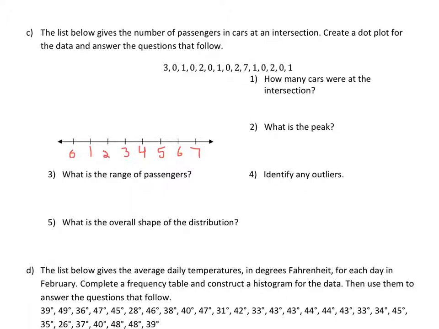So I have 3, 0, 1, 0, 2, 0, 1, 0, 2, 7, 1, 0, 2, 0, 1. Okay. And then let's throw some labels on here. On the bottom, we've got number of passengers.